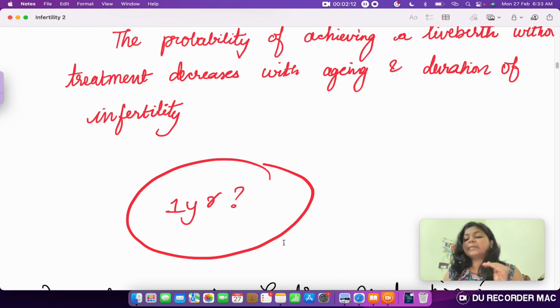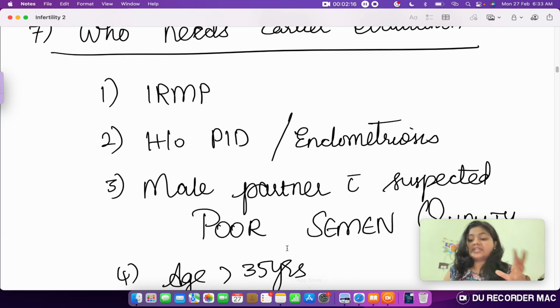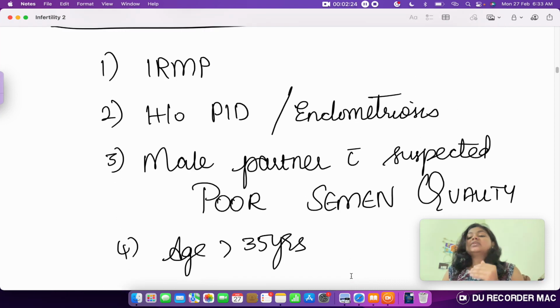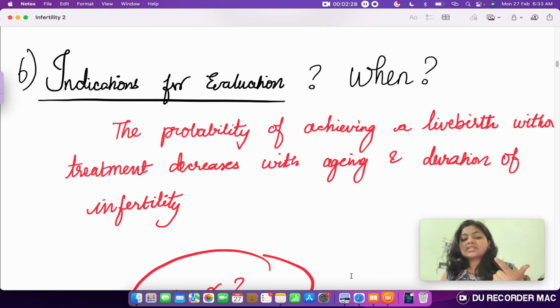Also earlier, if the patient is having some criteria like age more than 35 years, irregular cycles, pelvic inflammatory disease, endometriosis, a male partner with poor semen qualities. So all these need evaluation even at an earlier period, because as the age advances, fertility decreases, and as the duration of infertility increases, the probability of achieving a live birth without treatment decreases. This is a direct statement from Speroff.